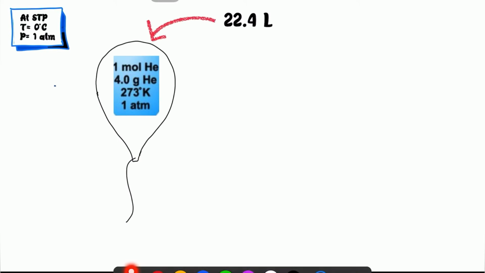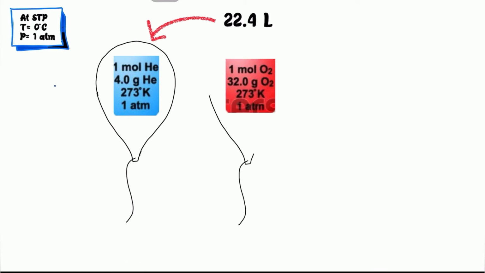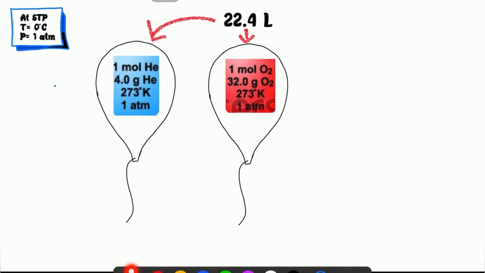1 mole of helium occupies 22.4 liters, and the mass of helium is 4 grams. That is the molar mass. The temperature is 0 degrees C, which in Kelvin is 273, and the pressure is 1 atm. Same for oxygen gas. 1 mole of oxygen gas will occupy 22.4 liters, with a molar mass of 32.0 grams for 1 mole, and the temperature is 273 Kelvin, and the pressure is 1 atm.